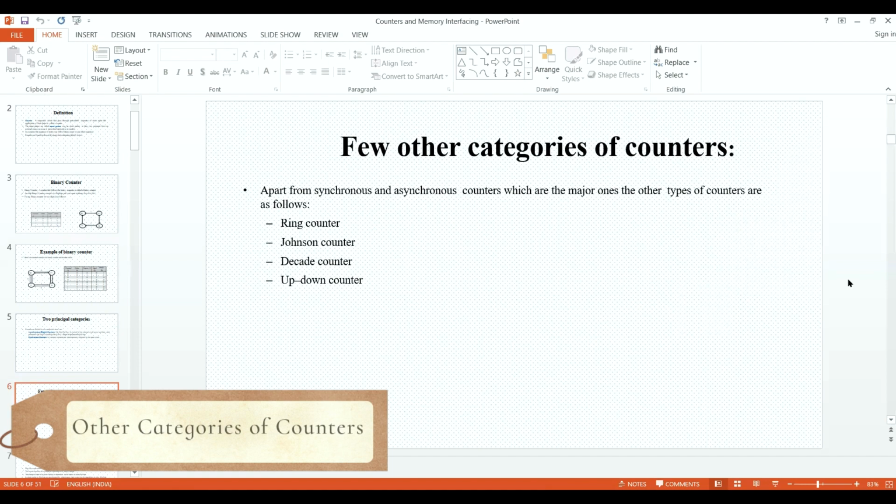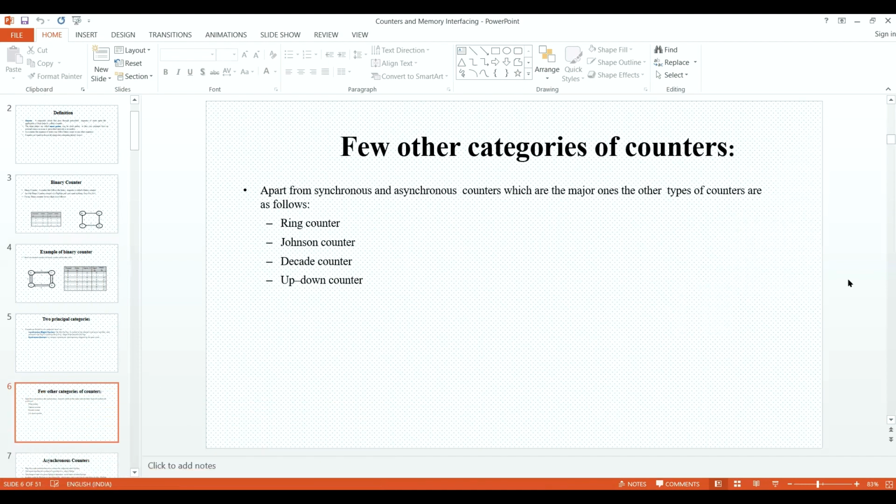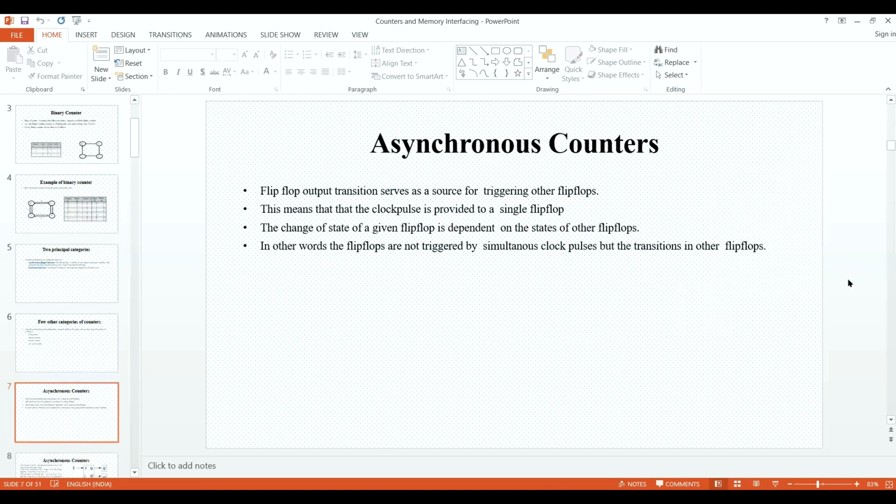We also categorize the counters on the basis of application. Now you can see we are having a ring counter, Johnson counter, decade counter, and up and down counter. You will see yourself these counters have very great significance, great impact. But remember students, these counters, what you are reading over here, what you are understanding over here in the video, are just the basic counters, and you have to understand the basics of how the counter works.